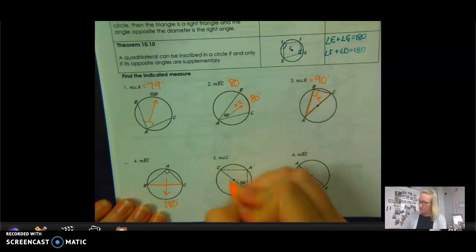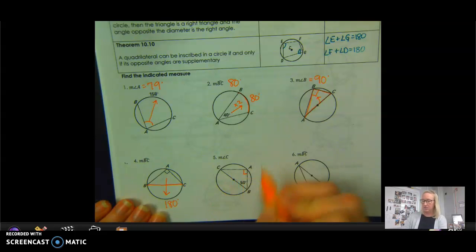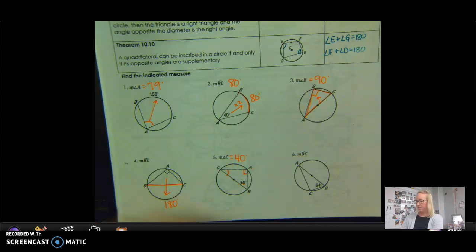Angle C, again, this is the diameter, that means that this is 90. So in a triangle, there's 180 degrees. So I'm going to take 180 minus this 90 to leave me with 90. And then 90 minus this 50 to give me angle C up here is equal to 40 degrees.